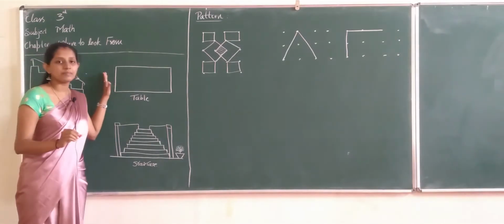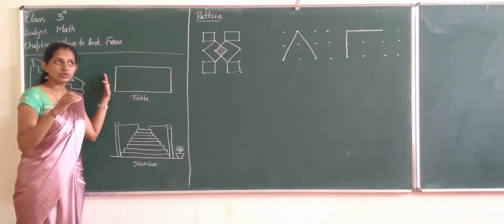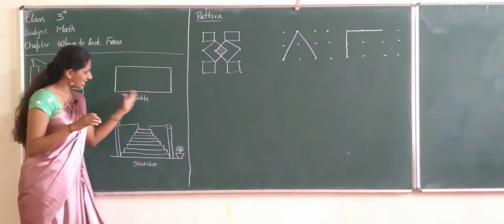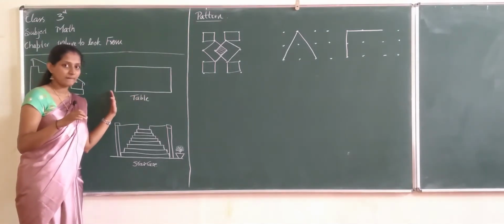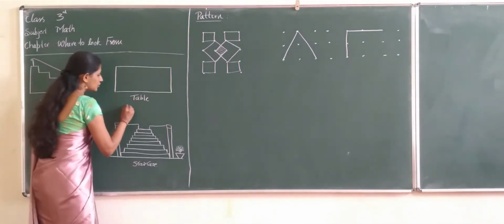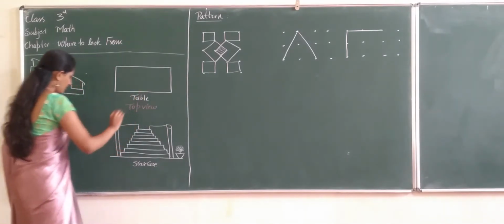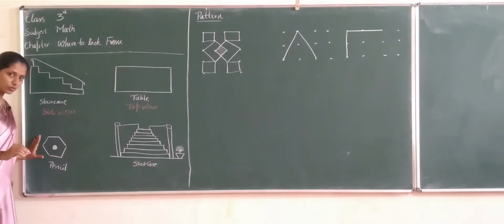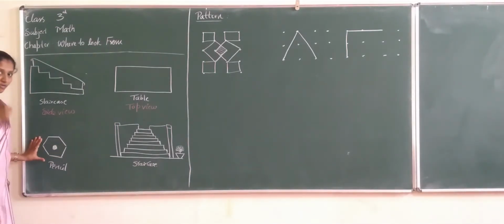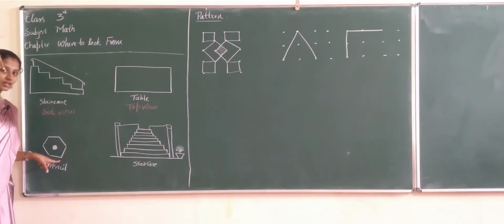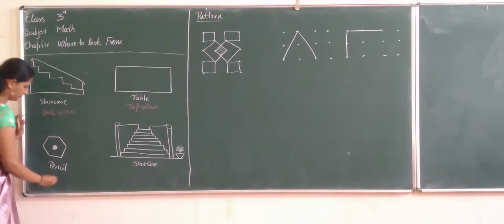This one is a table. From which view can you imagine a table like this? Correct, from the top view. What about this? I wrote this one as a pencil. From which view can you see a pencil like this image? Correct, from the top view.